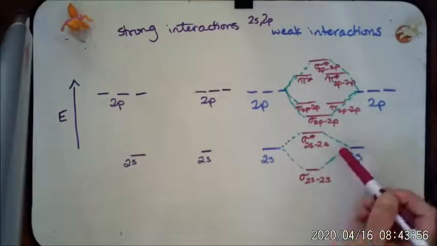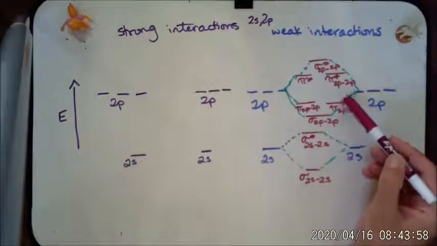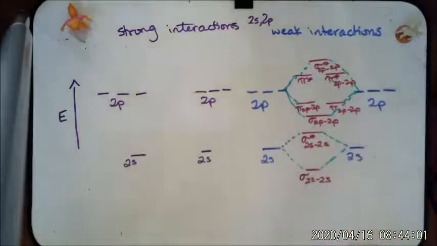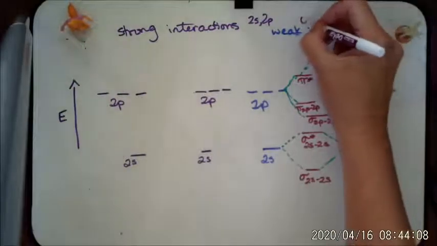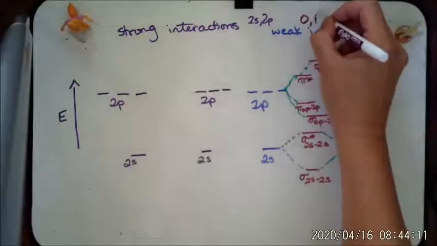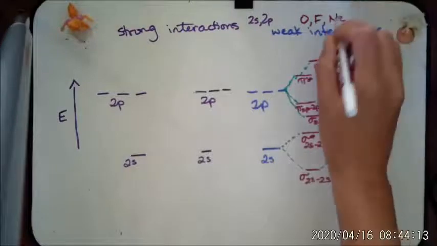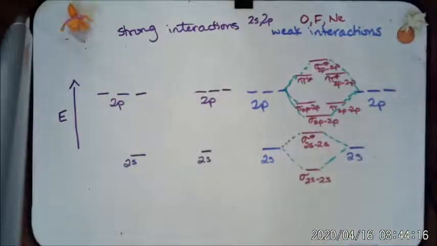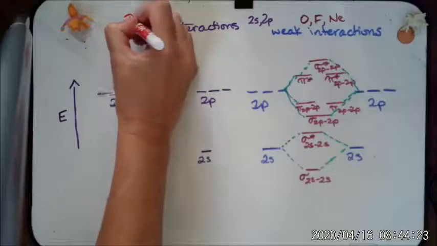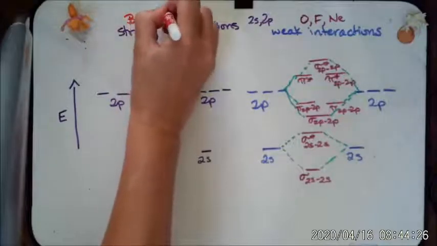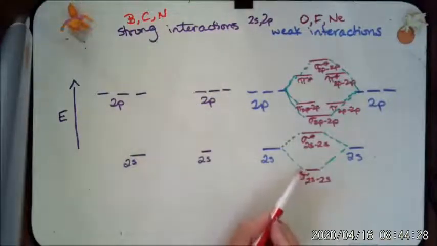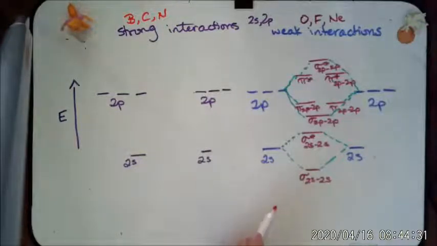But the bottom line here is when I draw these green lines is just to help indicate the symmetry of your molecular orbital. And for the weak interactions then, this applies to oxygen, fluorine, and neon. Okay. And as we mentioned earlier, when you look at strong interactions between my 2s and 2p, which would be like for boron, carbon, and nitrogen, this sigma 2s becomes more stable.